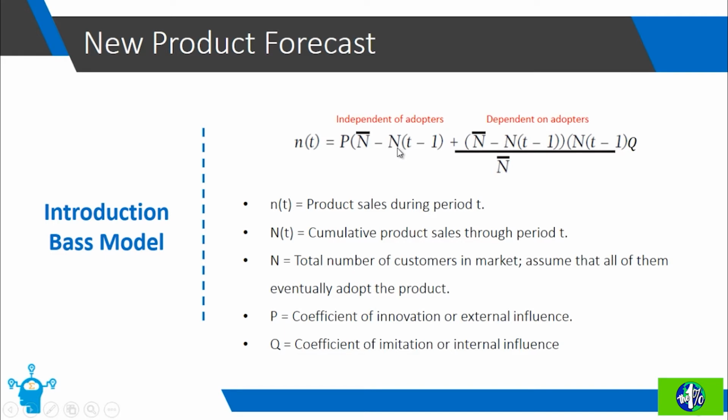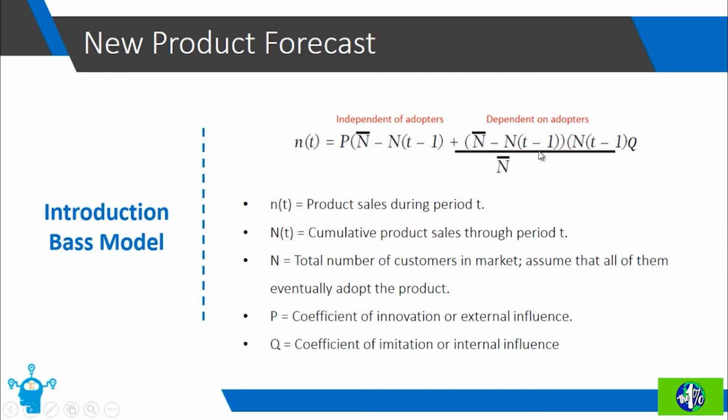This term is multiplied by P, which is the coefficient of innovation or external influence. That is, these people are the innovators and we are multiplying their effect with a parameter P, and the value of P will determine what is the importance of innovators for our product.